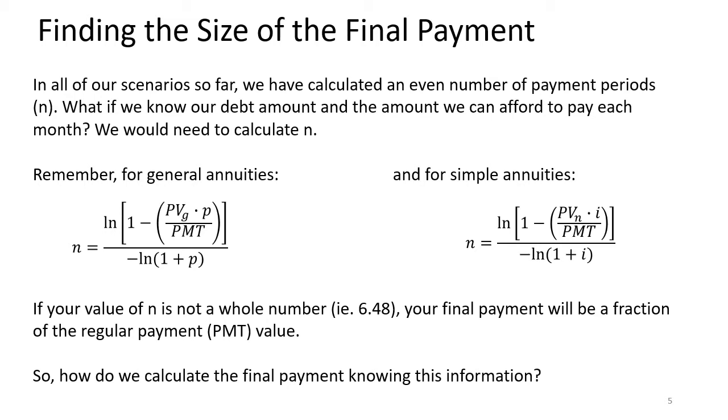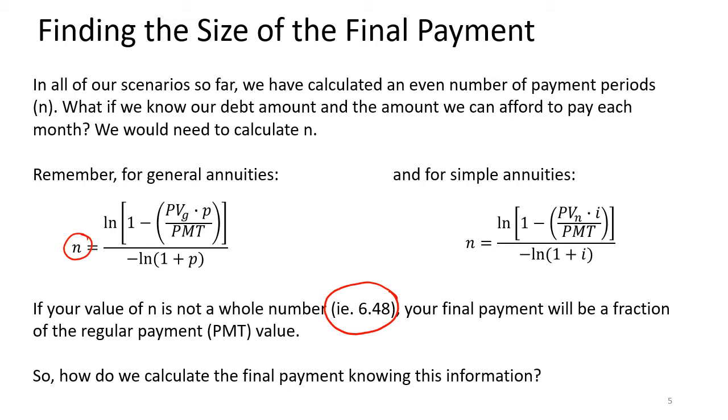Okay? And what happens is when you do it that way, it's very, very rare that you're going to end up with an even number of payment periods, or in other words, an even value of n. Okay? A lot of times you'll end up with a value that's a fraction. In this case, an example I used was 6.48. Okay? So in previous examples, I always rounded up and said you need to make 7 payments. Okay, but what happens is your last payment is actually a reduced amount of money.